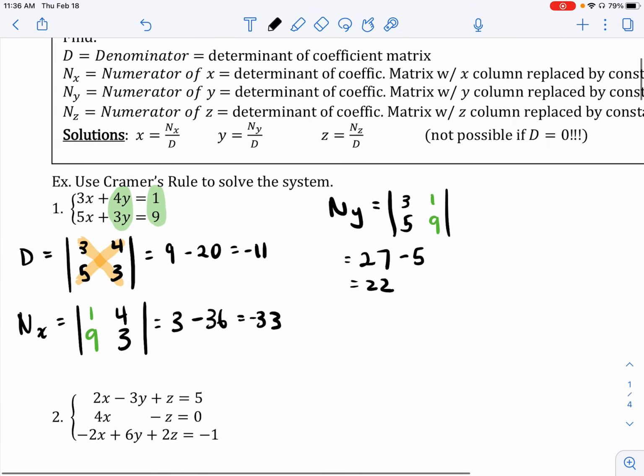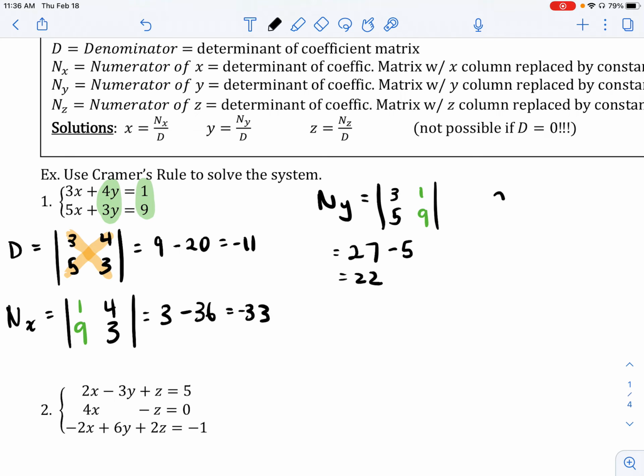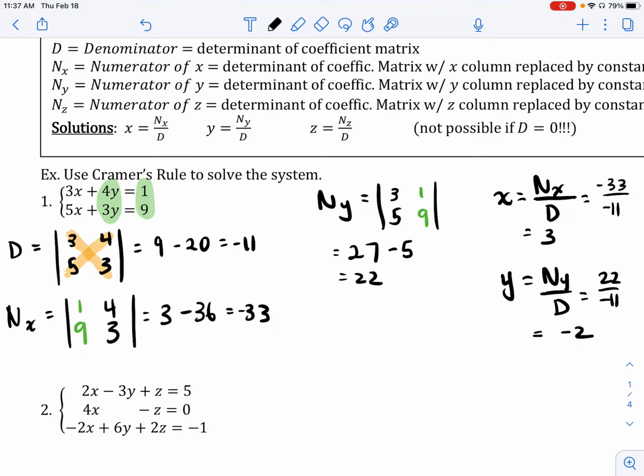So what does Cramer's rule say we do with these values? Well, x is going to be our numerator of x, n sub x here, divided by our determinant, which is why we call it our denominator. So in other words, we get negative 33 over negative 11. So our x value is just equal to 3. What? Yep, it's that easy, right? So now we're going to take n sub y, and we're going to divide it by our D value again. That is going to be 22 over negative 11. y is equal to negative 2. And so our solution is just 3, negative 2.